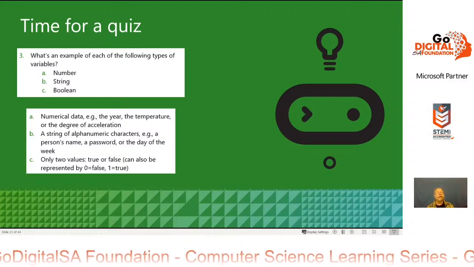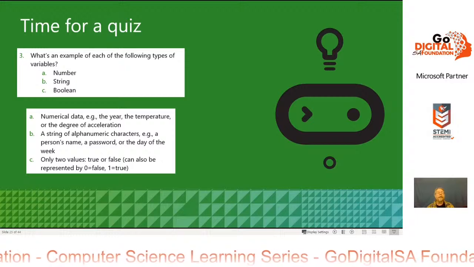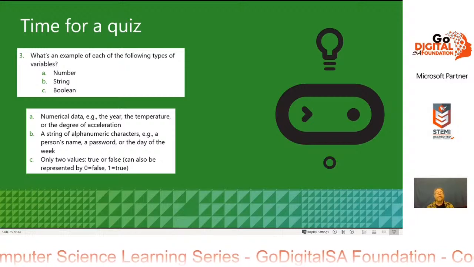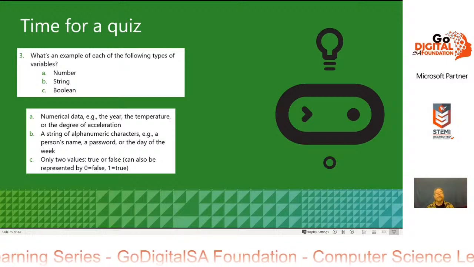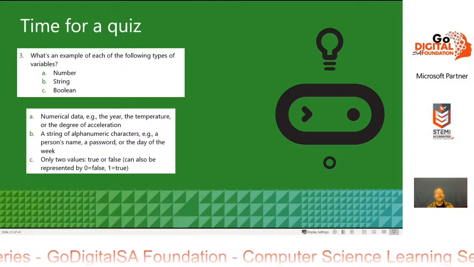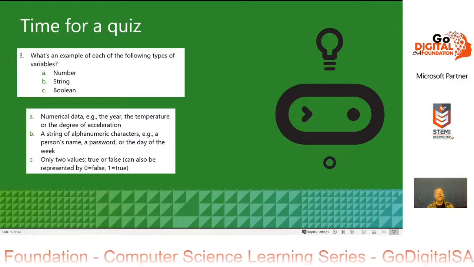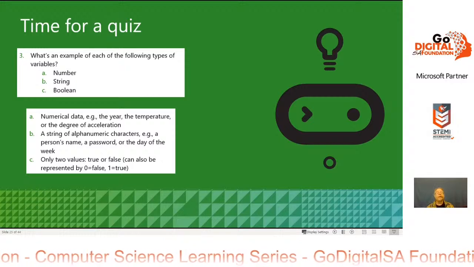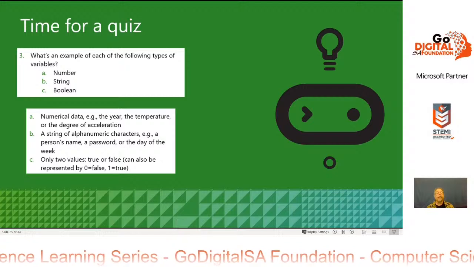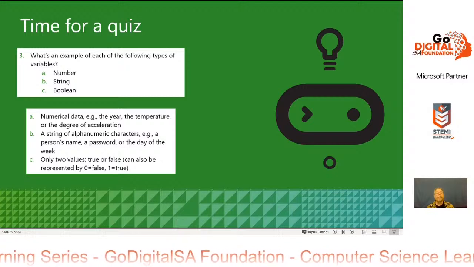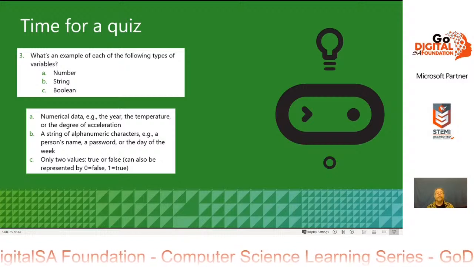Strings, a string of alphanumeric characters, a person's name, a password, the day of the week. Okay, and remember that alphanumeric characters also include symbols and punctuation. So exclamation mark or a plus or minus and so on. And Booleans can only have two values, either true or false, which can also be represented by 0 or 1. And it can be also shown as no or yes. So it's two values.